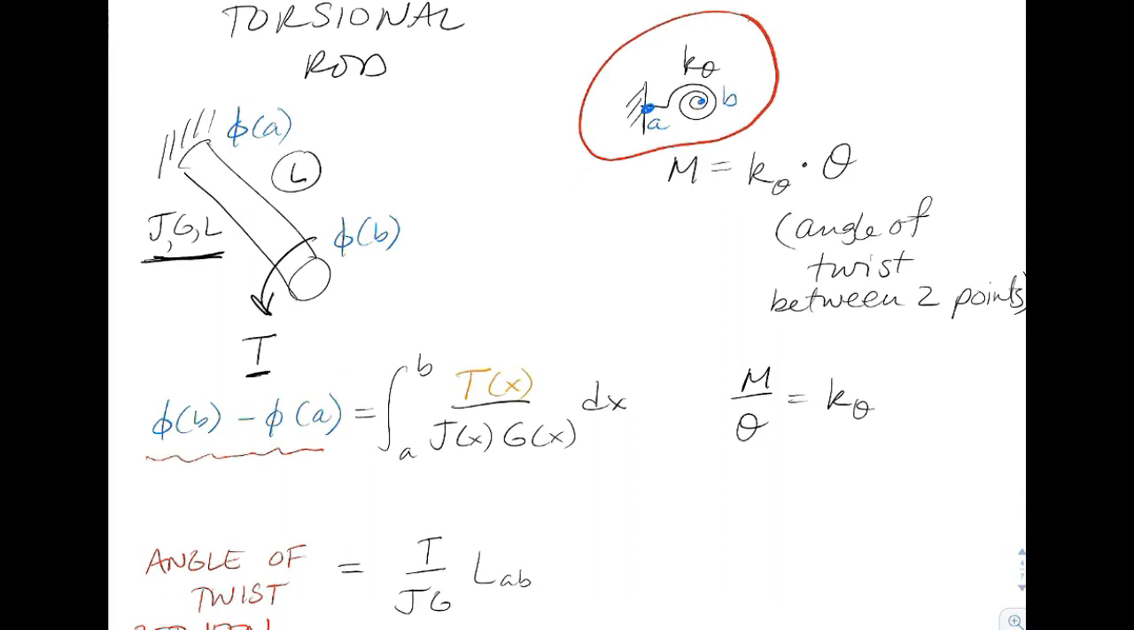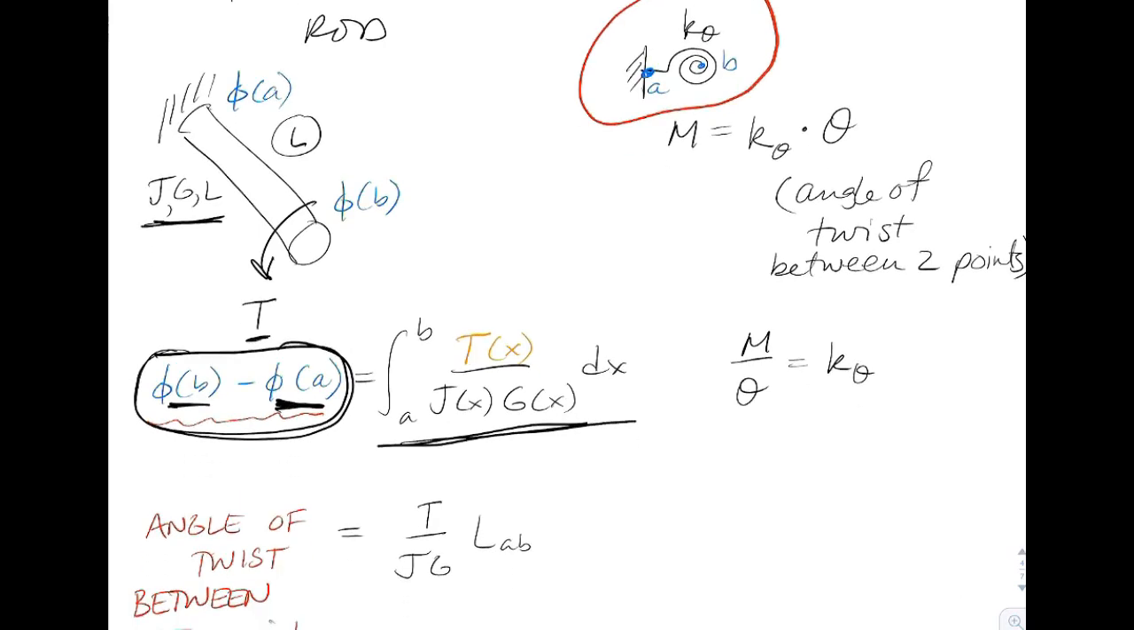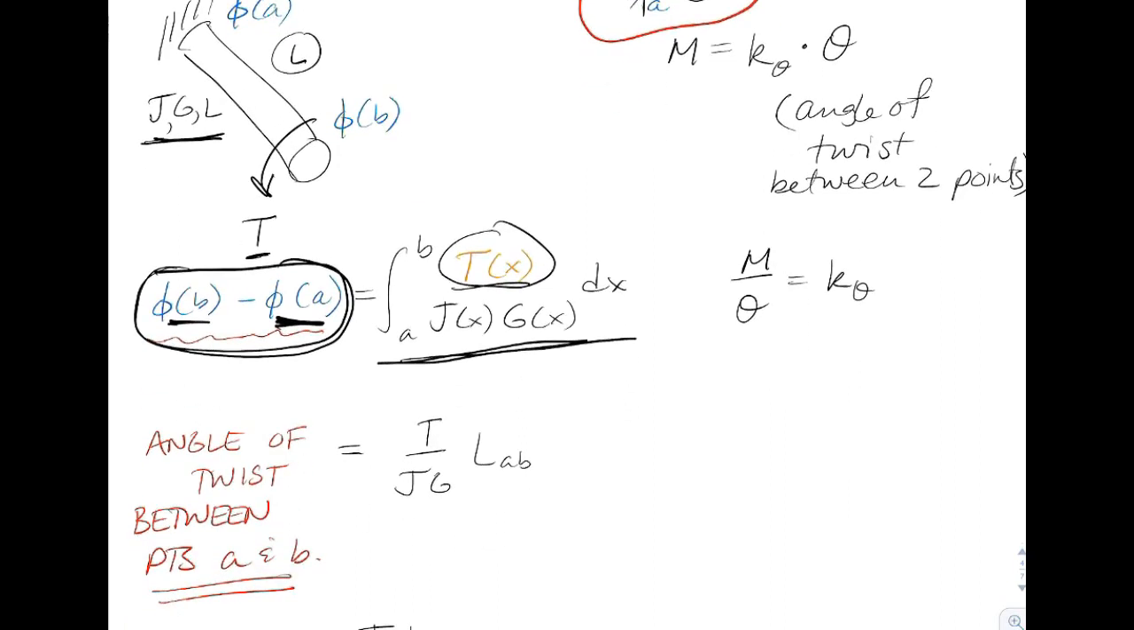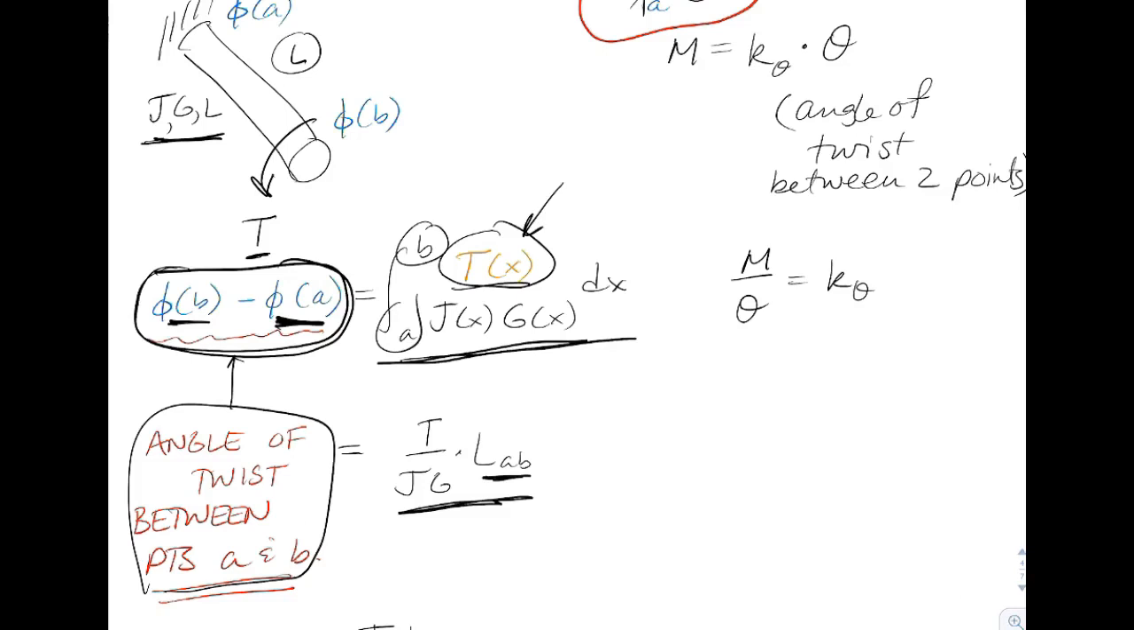So going back to the kinematic expression, we've got the angle of twist at B minus the angle of twist at A. That would be the relative angle of twist, equal to the integral of T over JG, again where T is the internal torque. So the angle of twist between those 2 points is going to be T times the length of segment AB over JG. Again, that only works if between A and B the internal torque is a constant.